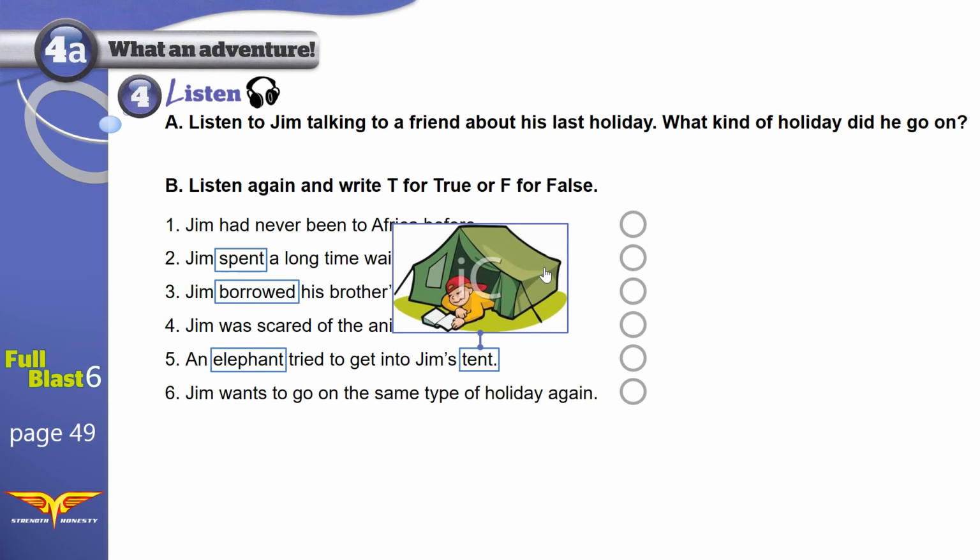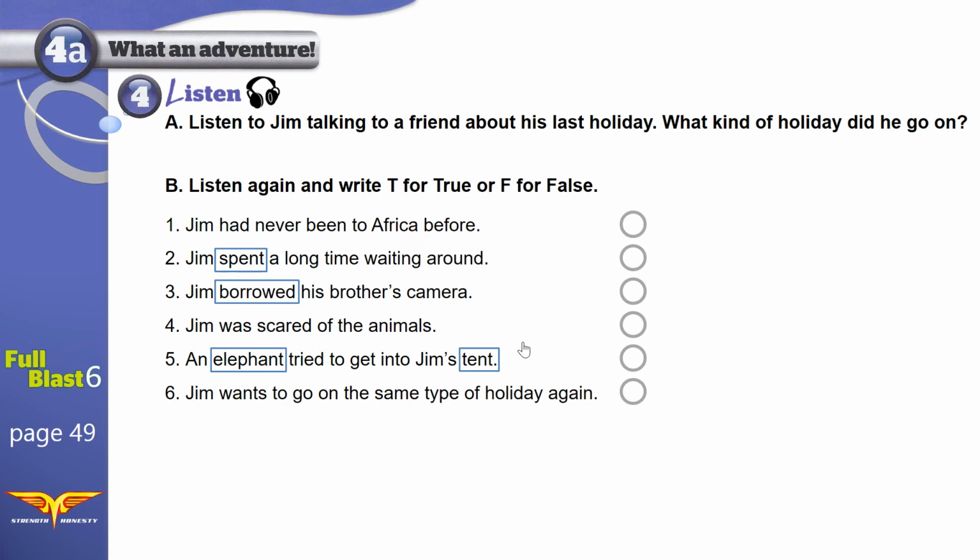This is a tent. Okay, do we really need to listen to the recording to guess the type of the holiday? No, it's obvious. Elephant, animals, tent, come on. He was on a safari. Come on, people. We don't need the recording. 6. Jim wants to go on the same type of holiday again. Jim wants to go on a safari again in the future. True or false? Now I will play the recording. You listen and you put T or F.